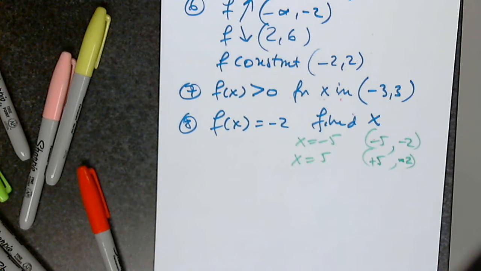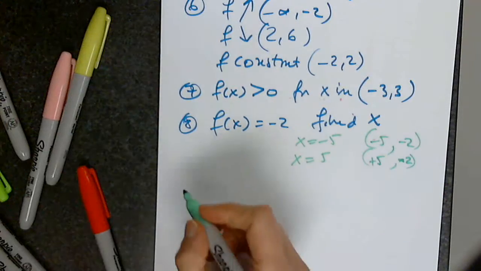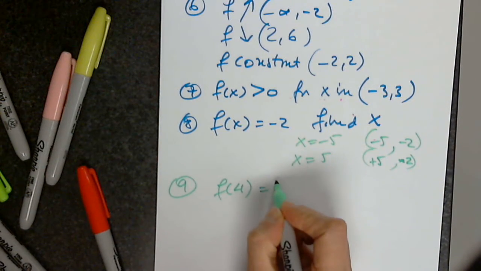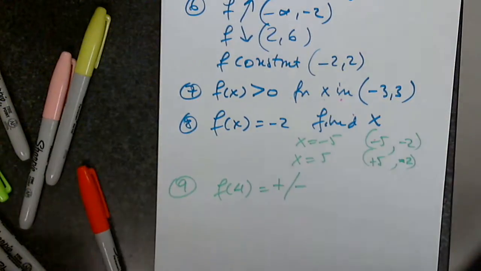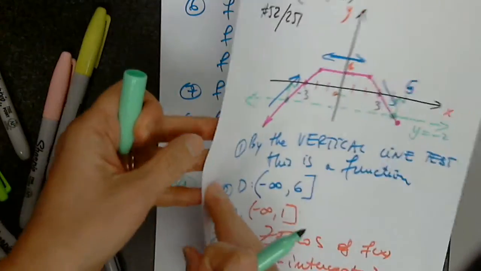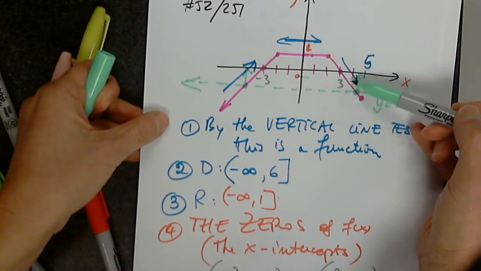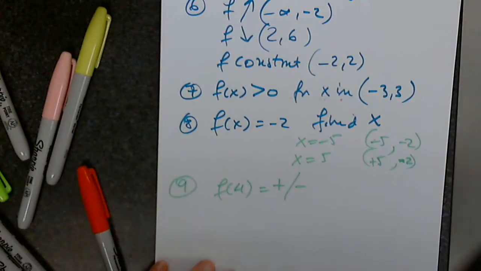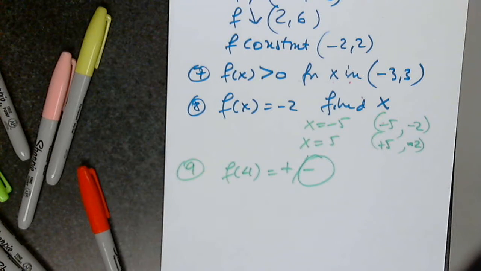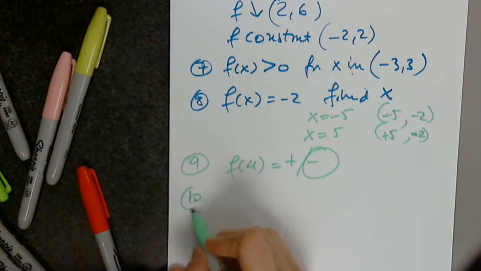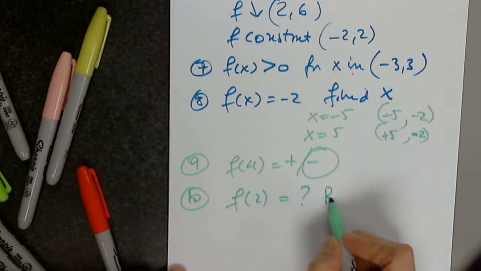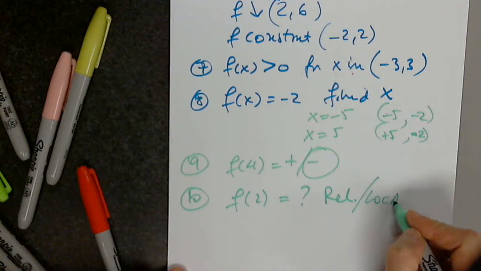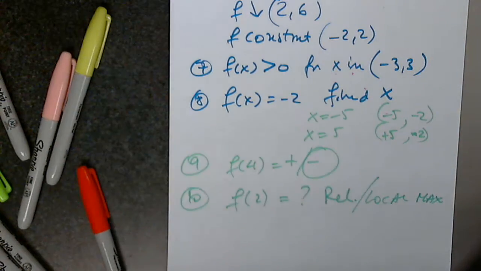Okay. Is f of 4 positive or negative? Positive or negative? Right, because f of 4 is outside, so it's not positive, it's negative. Very good. Negative. And the last question, because there is one question that we cannot do, but we will do next time. Is f of 2 a relative max? F of 2, relative or local max? Let's take a look.